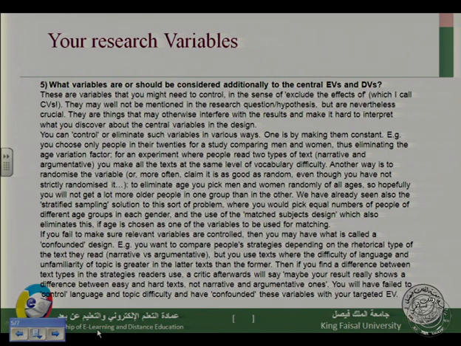So you can read the rest of it. Then you may have what is called a confounded design. You want to compare people's strategies depending. This is just more examples as you go. I don't want to go into details with them, because I think what's important for me that you understand the dependent variables and independent variables, or what is called explained variables.